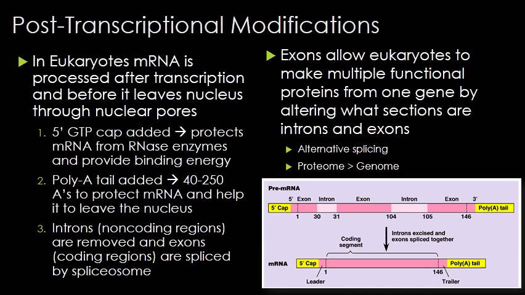Now, I can change what is coding and what is not coding, and that allows for alternative splicing. When you look at humans, we have very few genes compared to many organisms. But because we are capable of alternative splicing, we are actually able to produce a great deal of proteins. Therefore, our proteome, or the sequence of our proteins, is vastly greater than our genome, or the sequence of our genes.